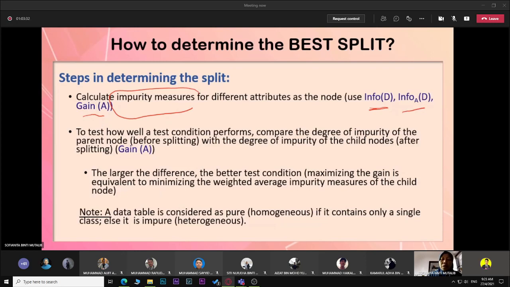Okay, so how then do we decide based on this value? We are going to use gain. Larger difference means a better test condition, meaning that we will compare the gain of each attribute. The one that produces the highest gain score will be chosen as the splitting attribute, right?